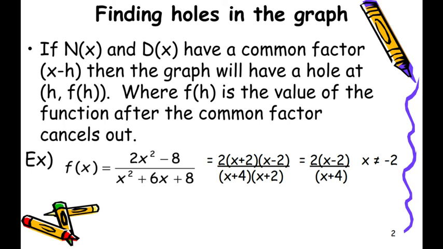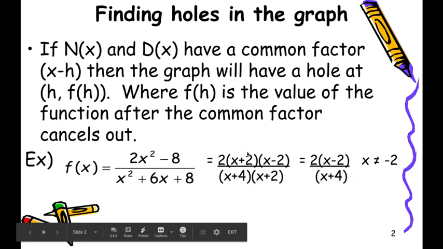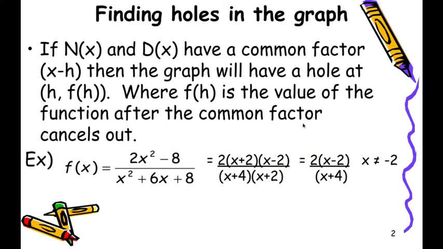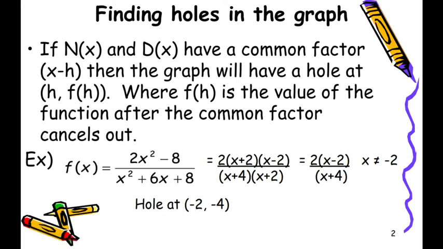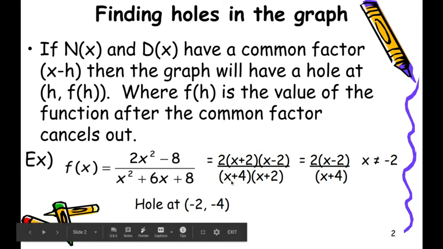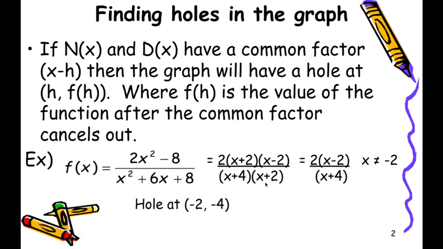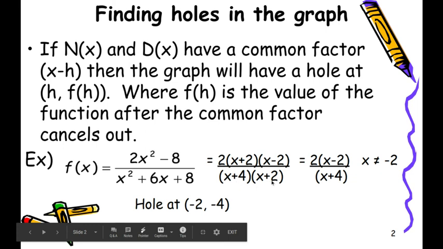To find the y coordinate of the hole, we have to plug the negative 2 back into the reduced function. We can't plug it back into any of the previous ones because we would just get 0 over 0, which is undefined. So we plug it in here, and that will give us the hole that occurs at negative 2, negative 4. So when we get to sketching it, this is something that we'd have to identify so that when we sketch, we'd put a hole at negative 2, negative 4. All right. So vertical asymptote at x equals negative 4, but there are discontinuities at negative 4 and negative 2. This one's a vertical asymptote. This one's a hole. Okay, so that's how you would find holes in the graph.